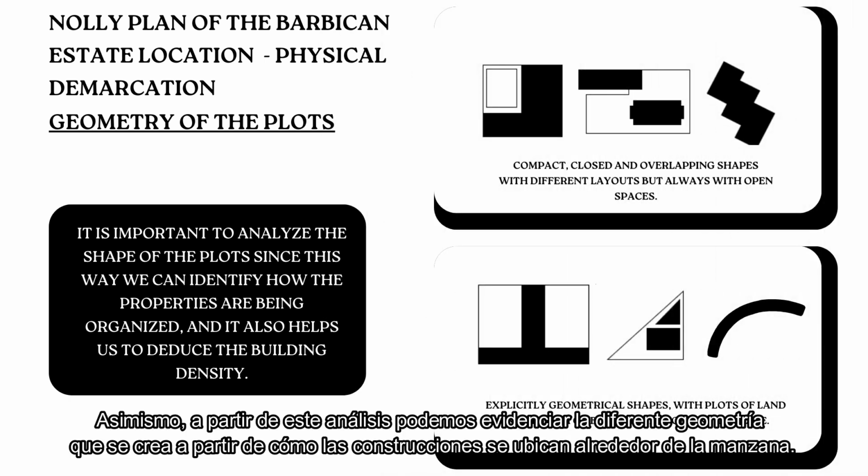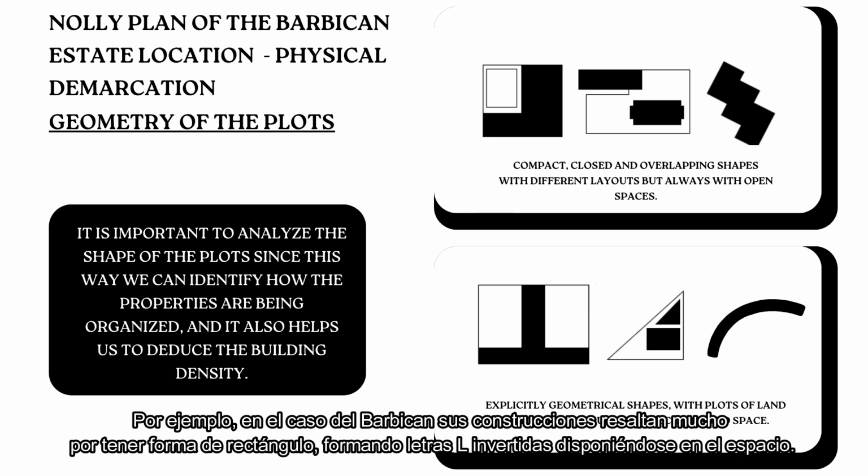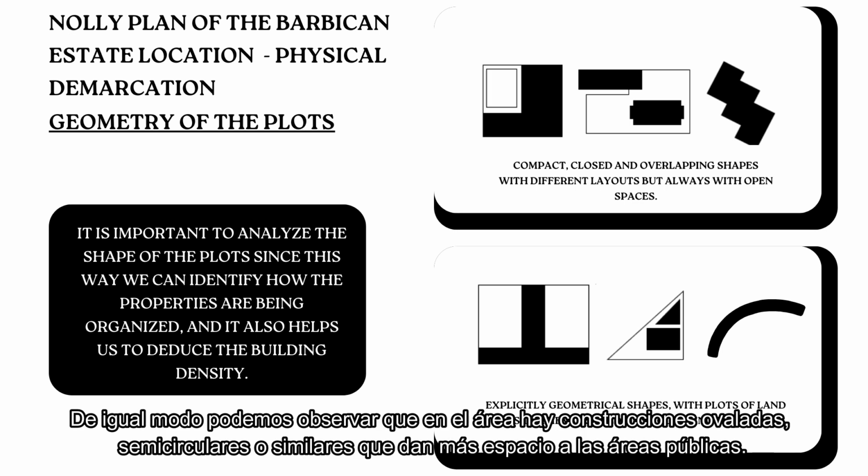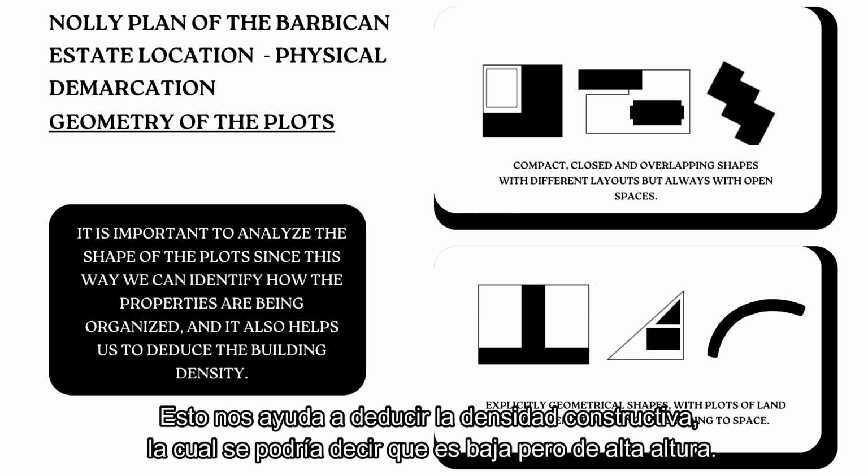Also, from this analysis, we can see the different geometry that is created from how the buildings are located around the block. For example, in the case of the Barbican, its constructions stand out for having a rectangular shape, forming inverted L letters arranged in space. Similarly, we can see that in the area there are oval, semicircular, or similar constructions that give more space to public areas. This helps us to deduce the constructive density, which could be said to be low but high in terms of the building's height.